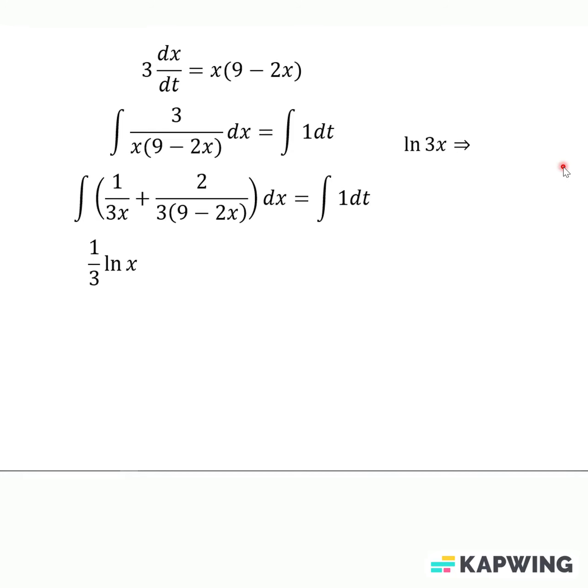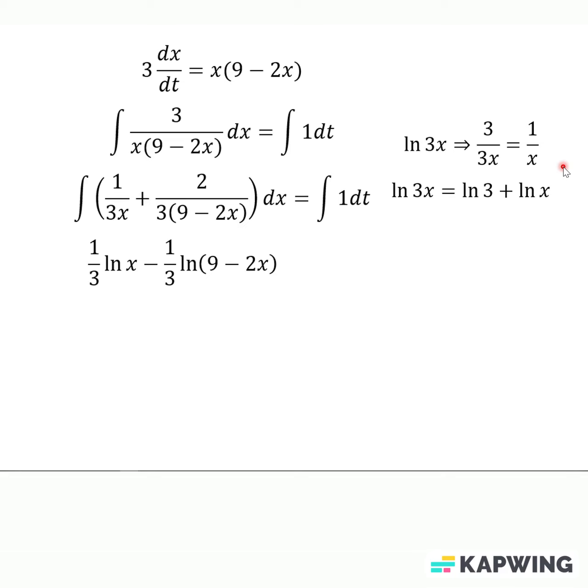Got to be careful with this, some people think it's ln of 3x. If I differentiate ln of 3x, I just get 3 over 3x, which is just 1 over x. That's really because I can write ln 3x as ln 3 plus ln x, and ln 3 is just a number. So I'm really just differentiating ln x really.